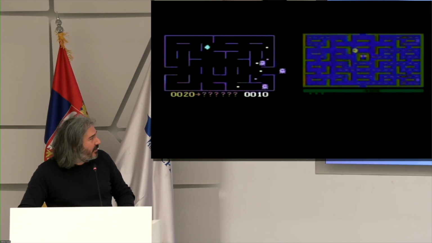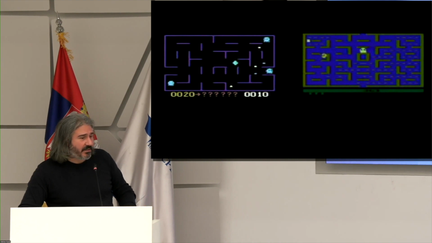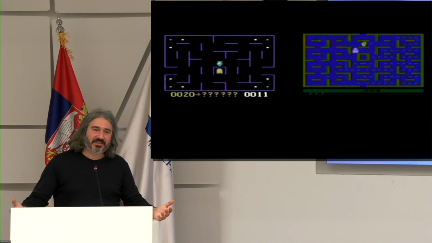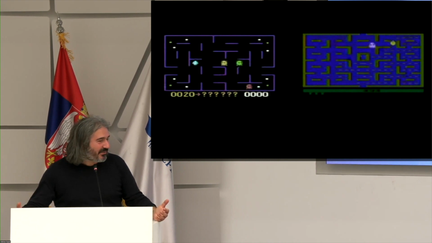I think the right way to pronounce it is... Pac-Man is the one on the right, MC Münking is the one on the left. Is this a clone? Yes, of course it's a clone. Is this a copyright infringement?